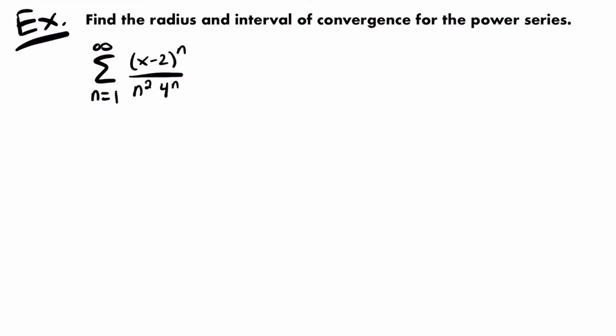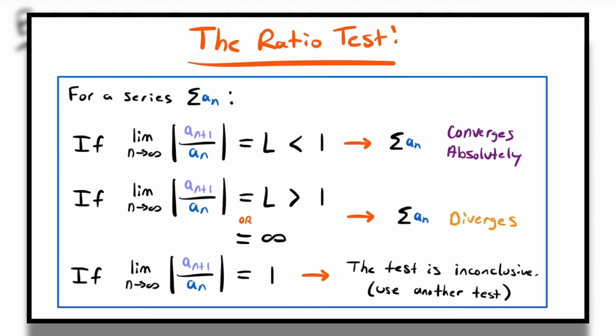And so if you don't remember the ratio test, here's a quick refresher on what it says. For a series where we have the sum of a sequence a sub n, if the limit as n approaches infinity of the absolute value of a sub n plus 1 divided by a sub n is equal to some limit L less than 1, then our series converges absolutely. Or in this case, we're just worried about the fact that it will converge, not necessarily that it converges absolutely. All right, but if that limit is equal to some value greater than 1 or it's equal to infinity, then our series diverges. And if the limit is equal to 1, the test is inconclusive.